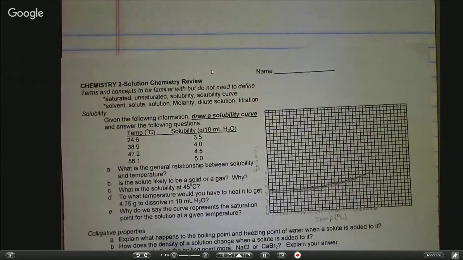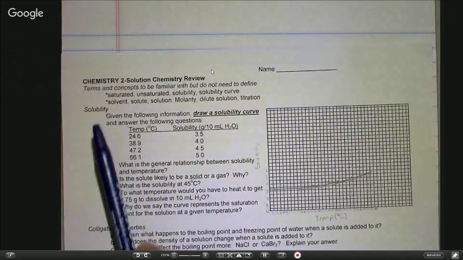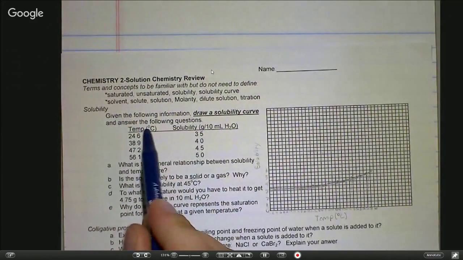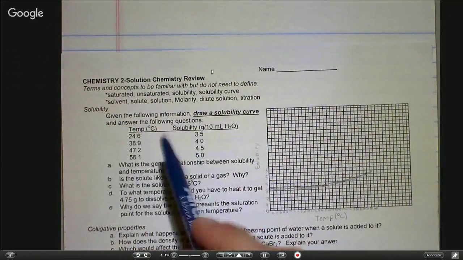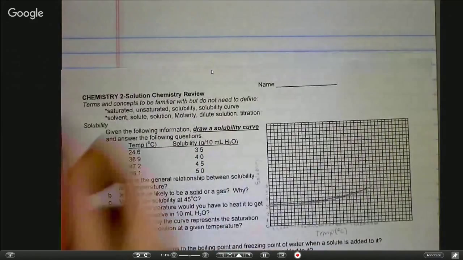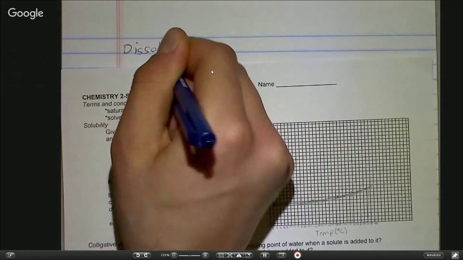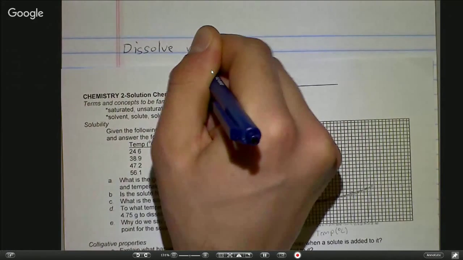We've got at the top here solubility. And so there's a variety of components that are going to be involved. Before we get to some of this information on solubility, one thing I want to alert you to is that we need to be able to discuss the difference between dissolving and dissociating.